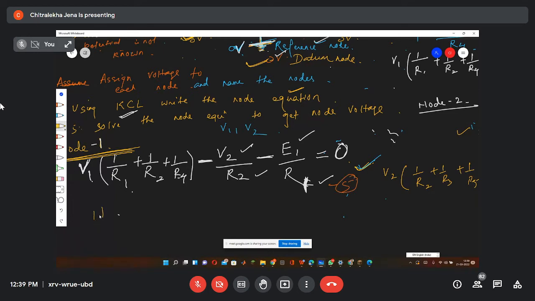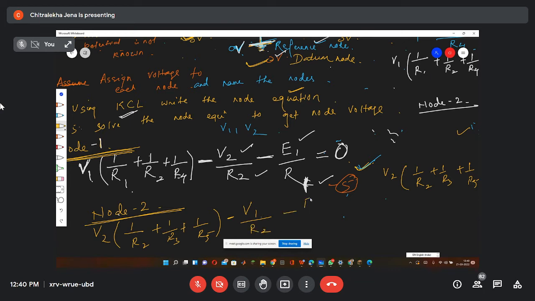Very good. Now just looking at the network, tell me how you will write down the equation for node 2. The equation is the product of the potential of that node with the sum of the reciprocal of the resistances connected to that node. What are the resistances connected to that node? R2, R3, R5. Very good.